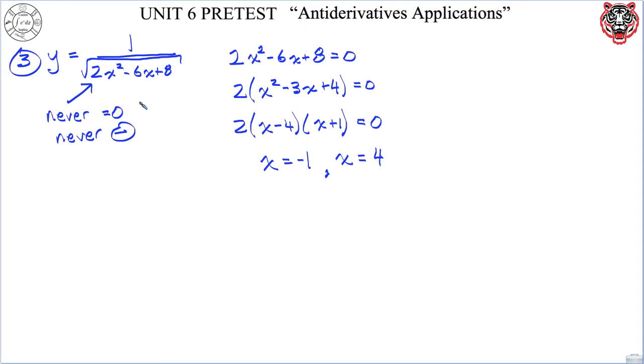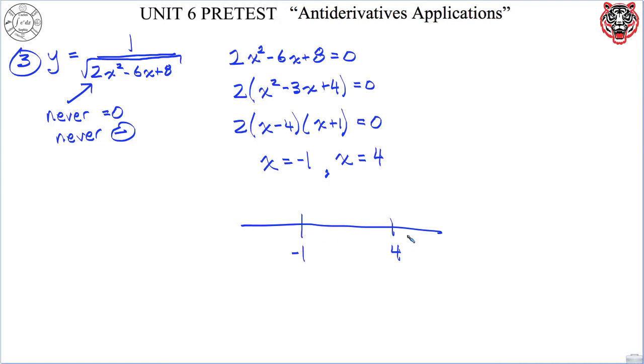Remember, when you set it equal to 0, we find what it can't be. It cannot be 1 or negative 1. It cannot be 4. But it can also never be negative. So we can set up our number line. Negative 1 is here, 4 is there. I'm going to look at this factored form and see which of these will give us a negative, because it can never be negative.